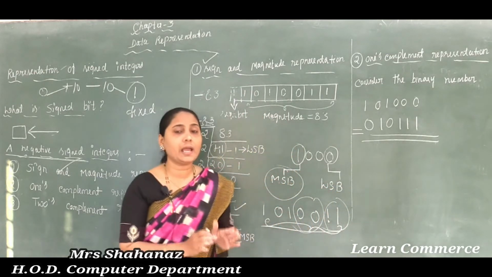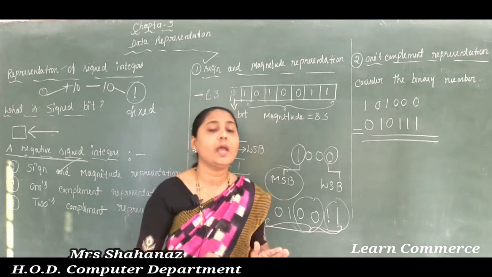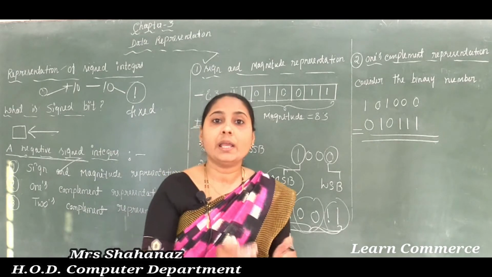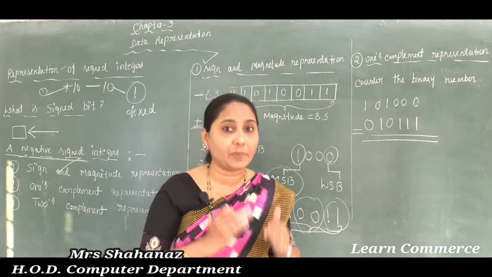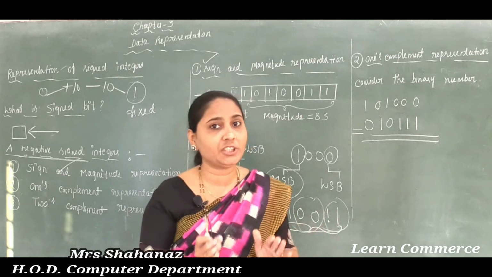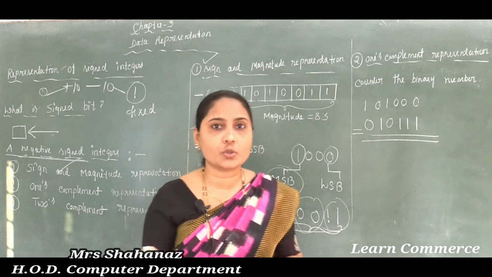Did everyone understand? How do we write the ones complement representation, how do we take it? So we can say that the ones complement of a representation is obtained just by changing all zeros to ones and all ones to zeros.